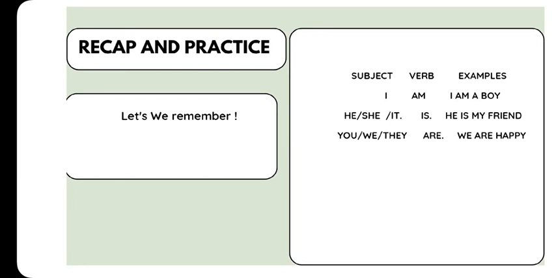When subject is you, we, and they, we use the verb are. For example, we are happy, you are my best friend, they are walking together. So this is how am, is and are used against different subjects. For example, against I, he, she or it, you, we and they.